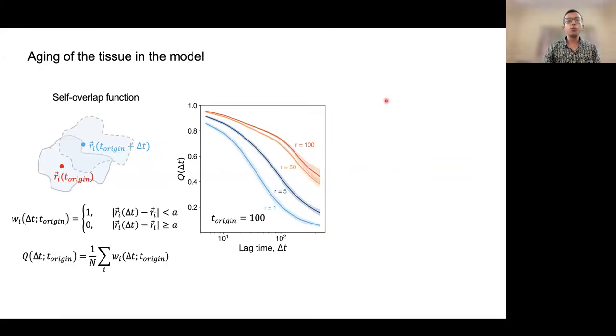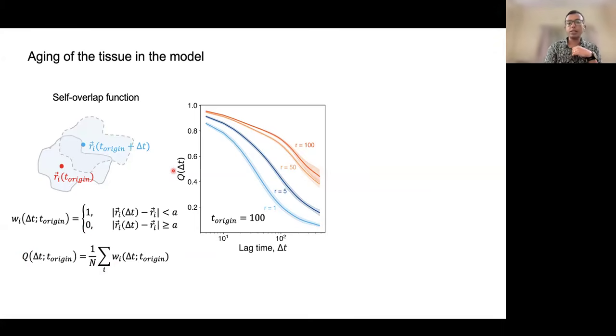But as I said, the smoking gun evidence of the glass transition is aging. The way you can prove this in the case of tissue is by defining something called the self-overlap function. What the self-overlap function does is check whether the cells in the tissue are caged or not. The way you do it is by tracking the location of the cell centers over time. If this is within some cutoff radius, you say that the index function is 1. If it is above that cutoff distance, you say it's 0. And then the self-overlap function is just an average of the index function over all the cells.